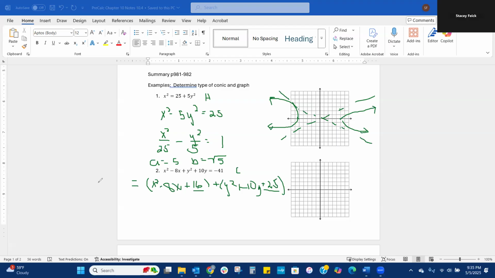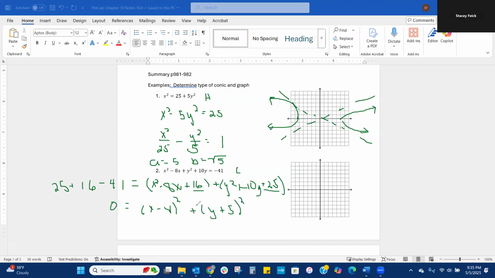And I'm going to move the equals over on the other side since I'm out of room because of my graph. Equals negative 41, but we added 16 on this side, so we have to add 16 on the other side. We added 25 on this side, so we have to add 25 on the other side. And when we add those together, we get 0. So 0 equals x minus 4 quantity squared plus y plus 5 quantity squared.